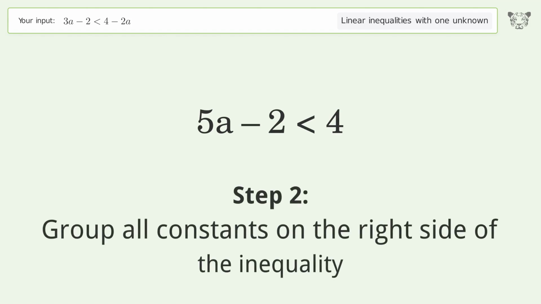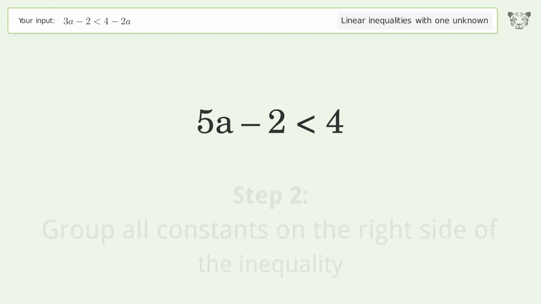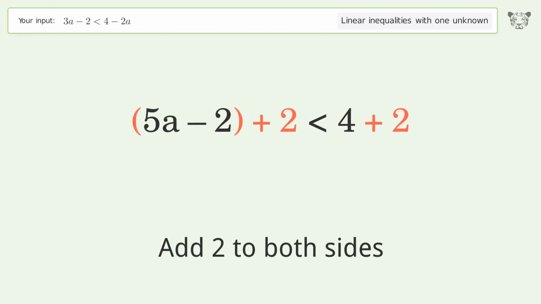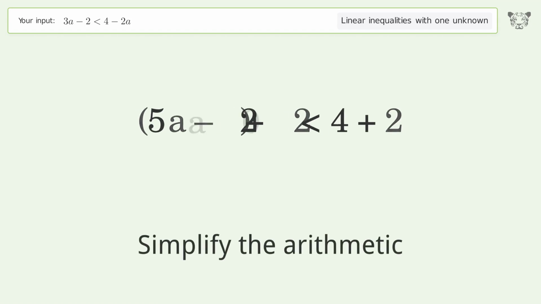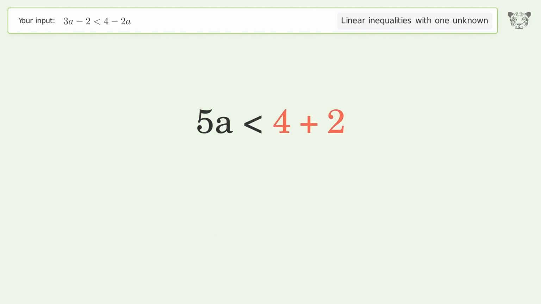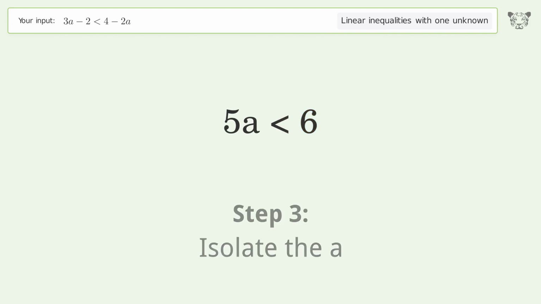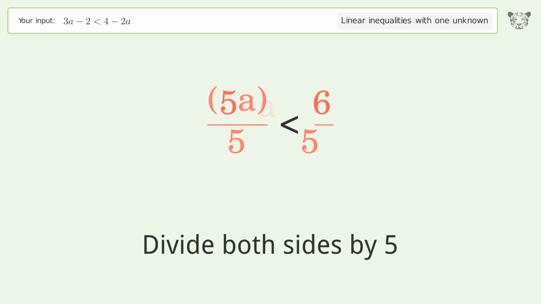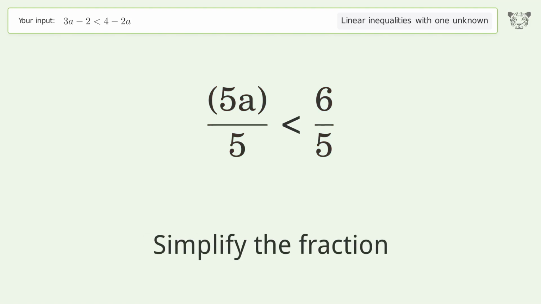Group all constants on the right side of the inequality. Add 2 to both sides. Simplify the arithmetic. Isolate the a. Divide both sides by 5. Simplify the fraction.